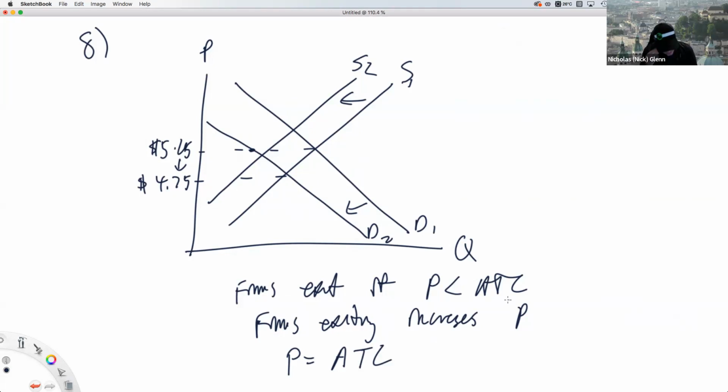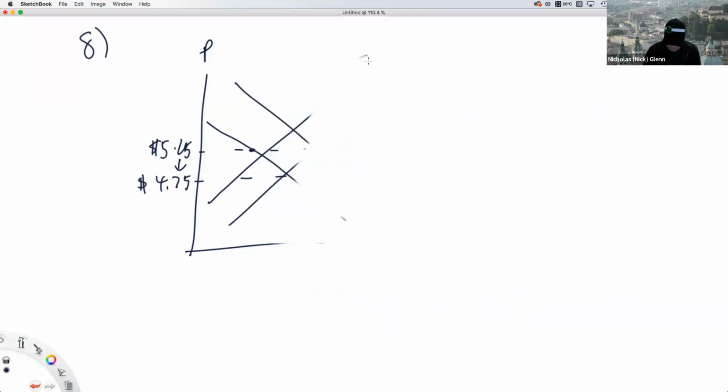Okay. Demand's not going to change this. What happens? Demand changes can adjust the price in the short run, but since firms can freely enter and exit in the long run, it's going to always trend toward the price level equals average total cost. Okay. All right. So that's it for this problem. Let's go to number 9 here.